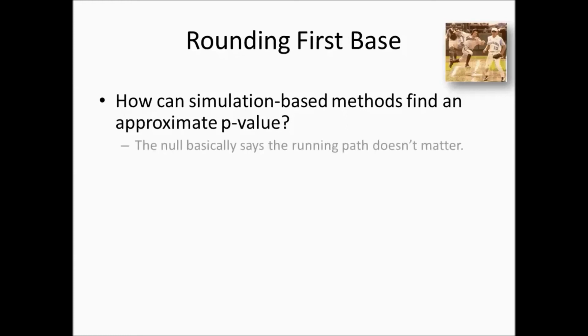The null basically says that the running path doesn't matter. This means that the two times for each runner are going to be the same two times regardless of which strategy was being used. For each person, any difference in times was just by chance alone.